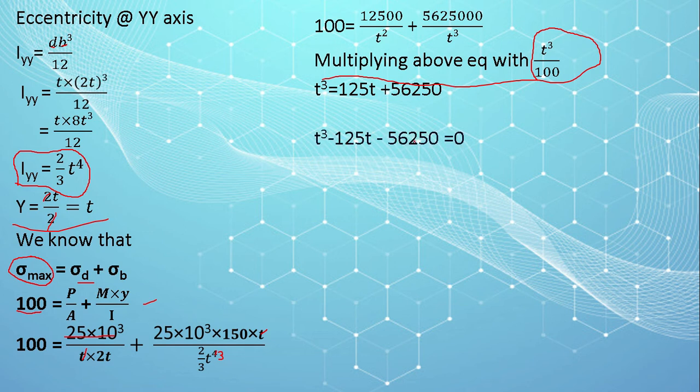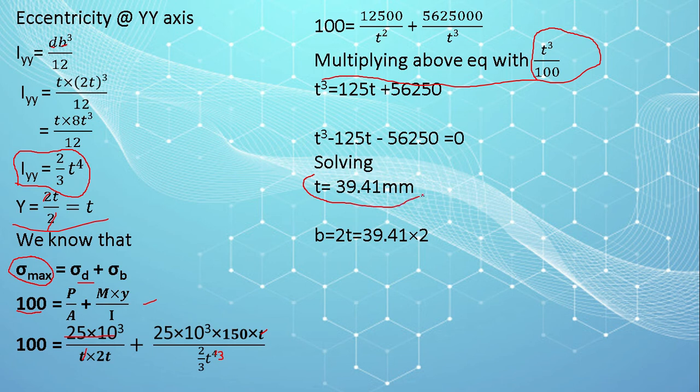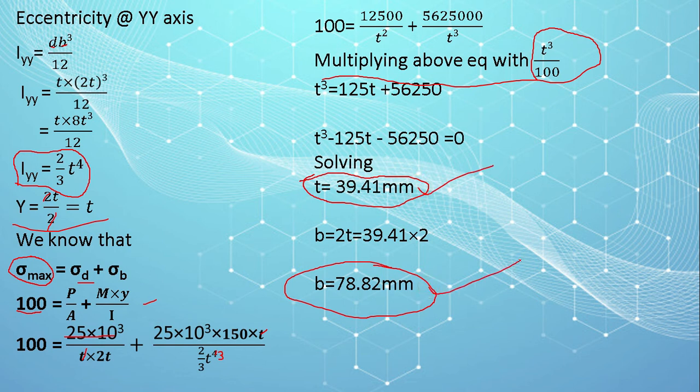So this is a cubic equation, t cube minus 125t minus 56250 is equal to 0. Now after solving this equation, we get t is equal to 39.41 mm. So this is our thickness, and breadth is 2 times thickness. Therefore 2t is equal to 78.82. So these are our two final answers.